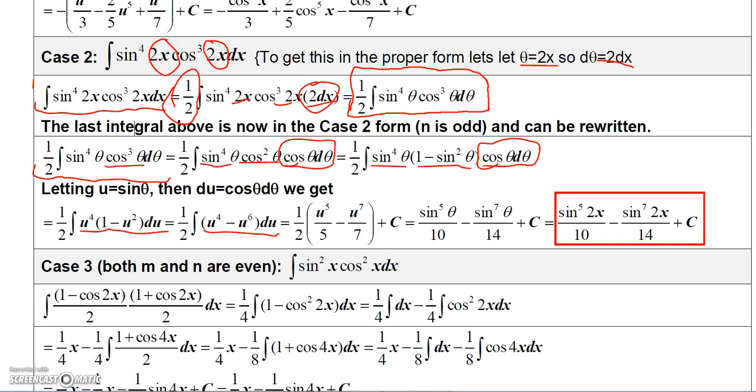So in the next video, I'll do the third case where both m and n are actually even powers.